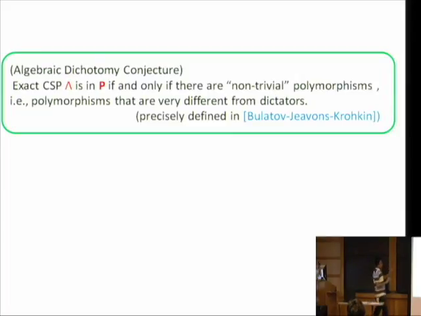And right now, there's an algebraic dichotomy conjecture by Bulatov, Jeavons, and Krokhin. I'm stating it very, very roughly here because I'm not going to state it formally. I'm just saying that the CSP of lambda is in P if and only if there are non-trivial polymorphisms. So what are non-trivial polymorphisms? Polymorphisms that are very different from dictators.